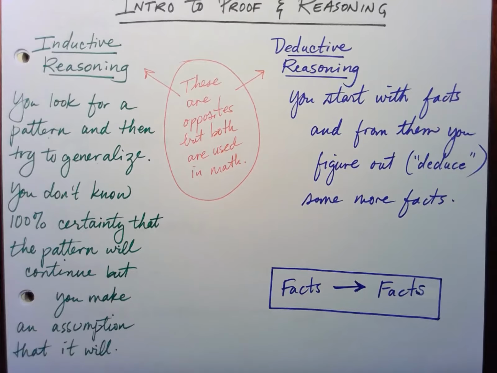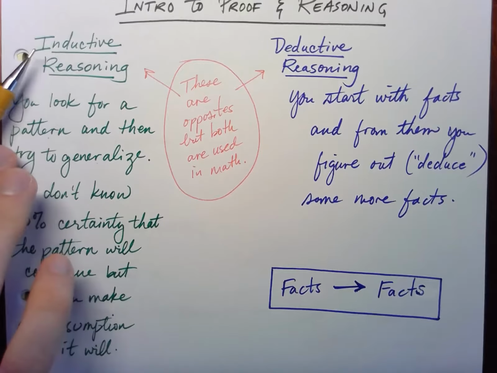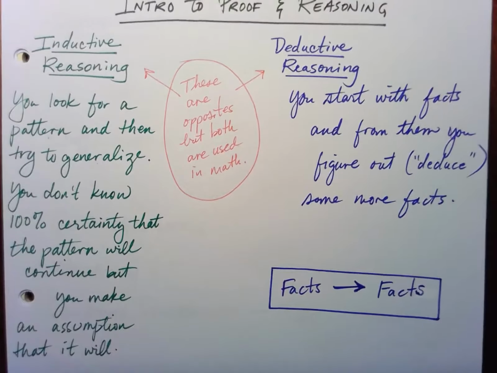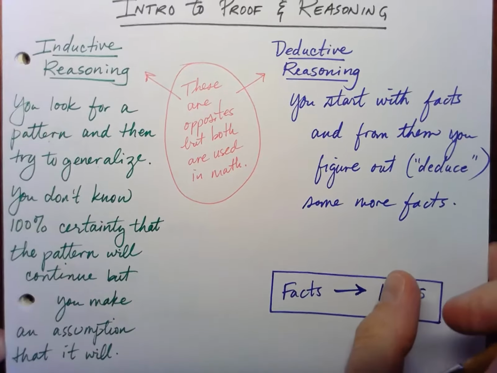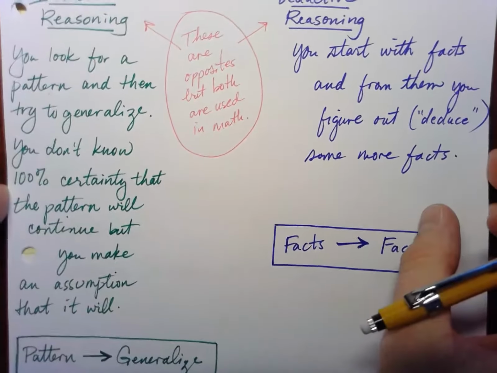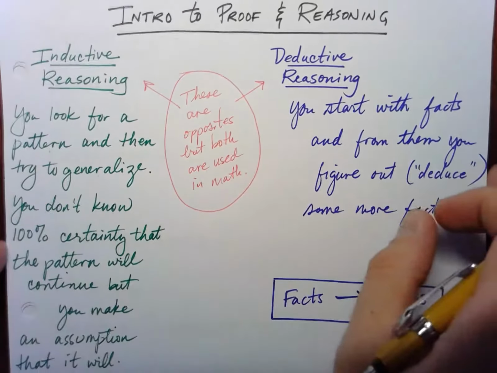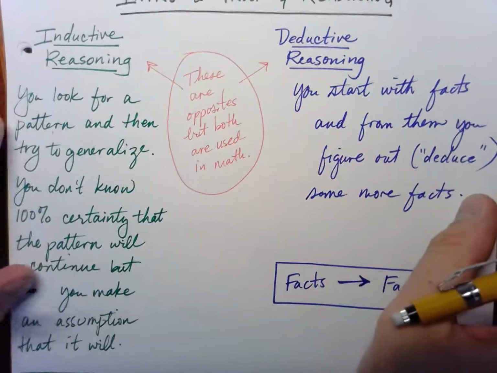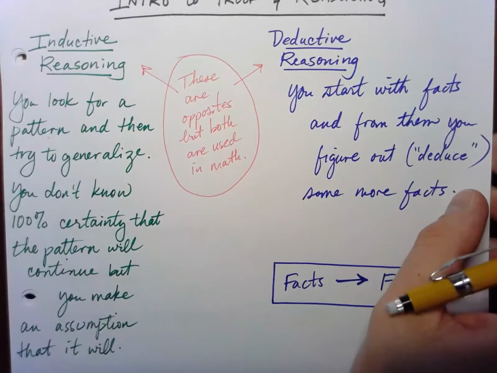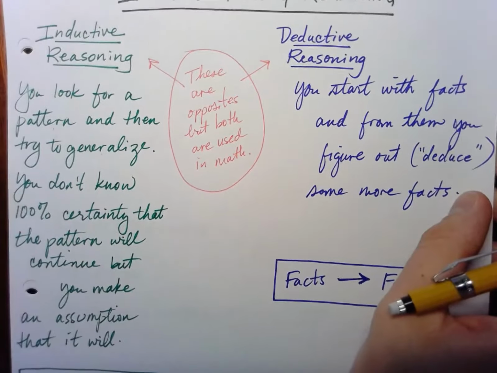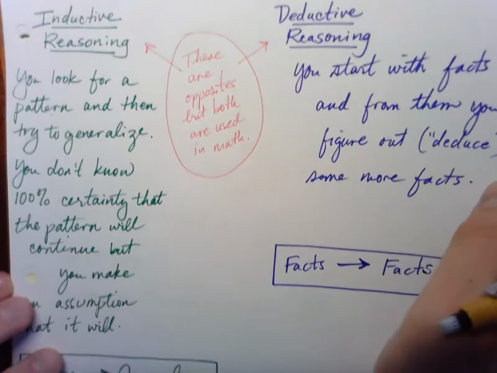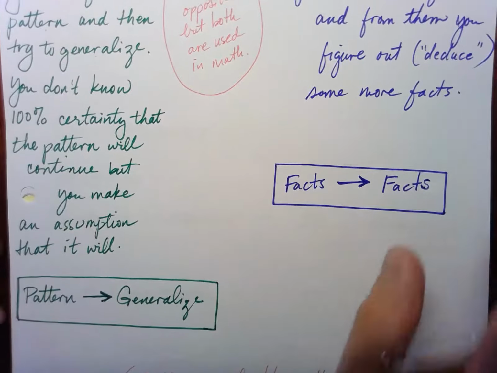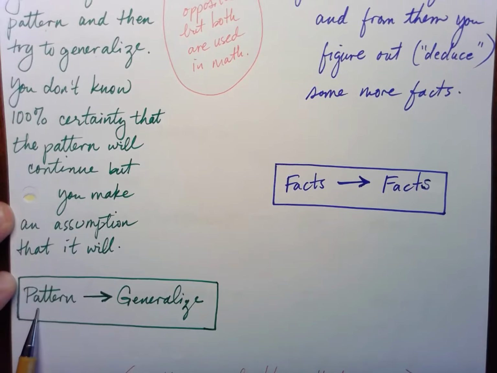And when you do make that assumption, it is called the induction assumption. Okay, and we're not going to do a lot of this in this class. It's a little bit more difficult to do than the deductive reasoning, and so usually you end up learning about inductive reasoning when you are studying something called discrete mathematics in college. So to generalize this, you're taking a pattern and generalizing it.